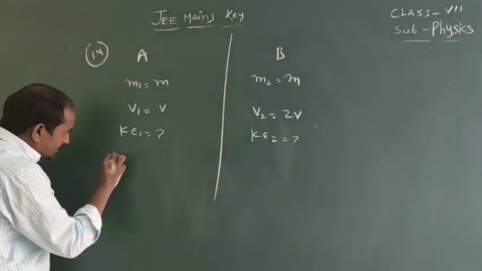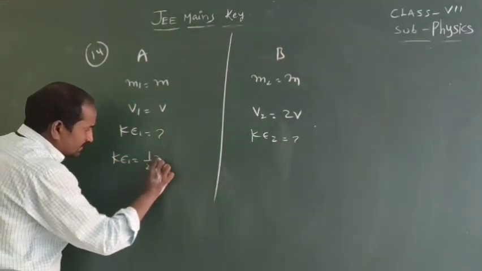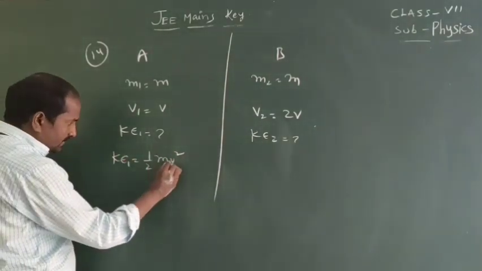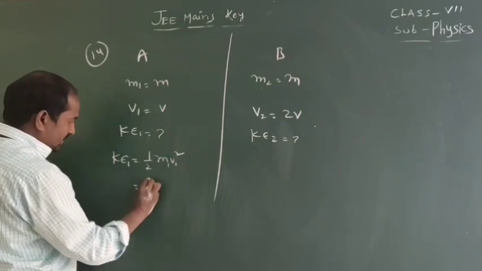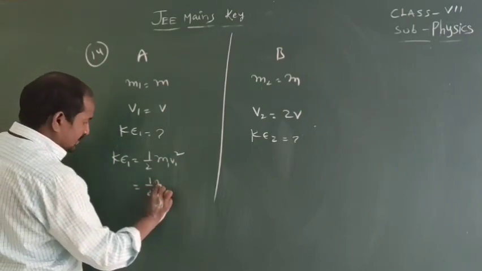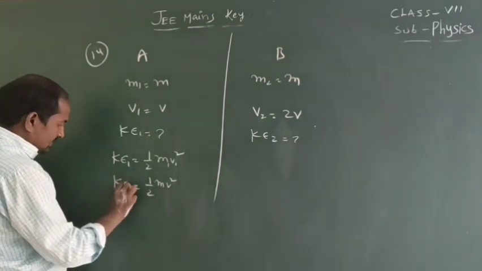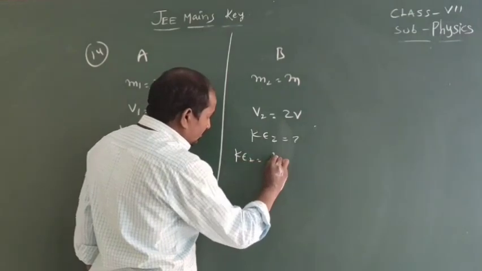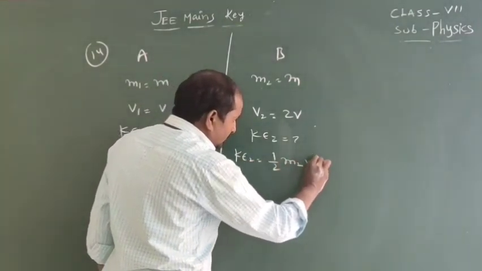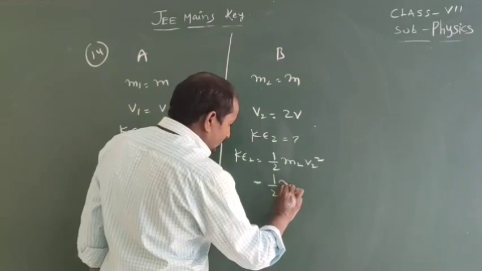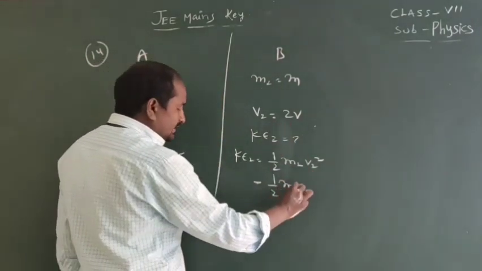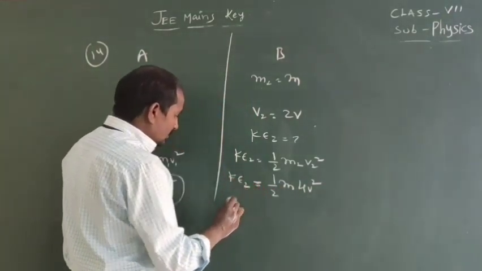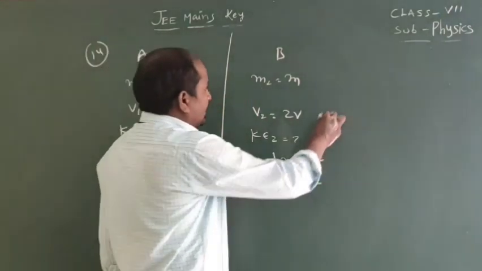So here KE1 equal to, we know that half into m into v square is the kinetic energy. Therefore half into m1 into v1 square. So half into m into v square is KE1. Next KE2 equal to half into m2 into v2 square. Therefore half into m into (2v) square, equal to 4v square. It is KE2.